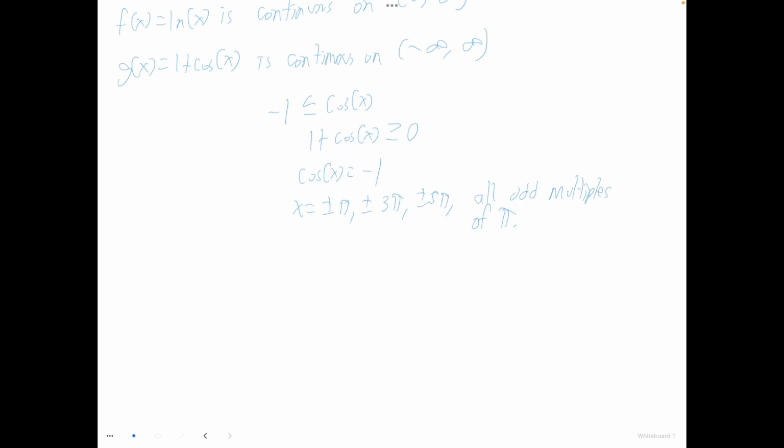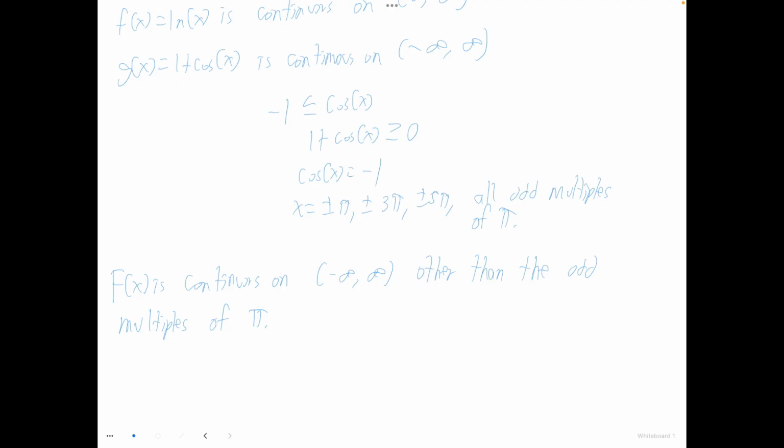And so we have that capital F of x is continuous on negative infinity to infinity, other than the odd multiples of pi. And so we have to cut out those odd multiples of pi, because if we run into one of those, we have an issue. But other than that, anything we plug into little g of x will be totally fine. It's just going to give us out some value that we can then plug into f, and we would be continuous there.